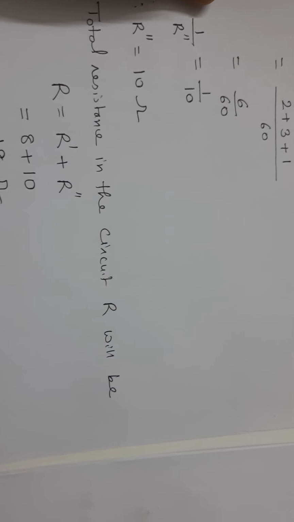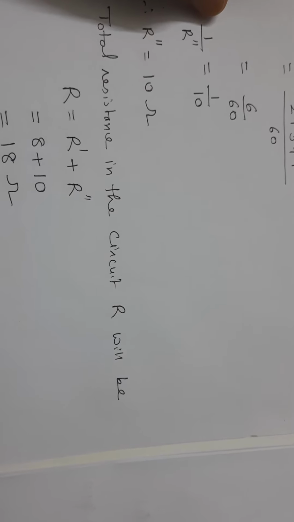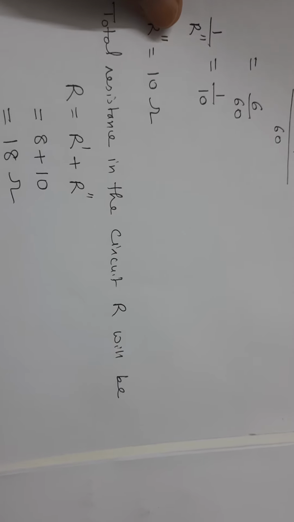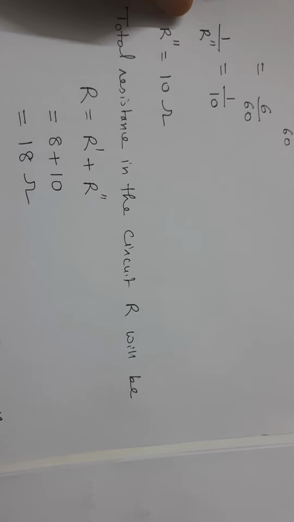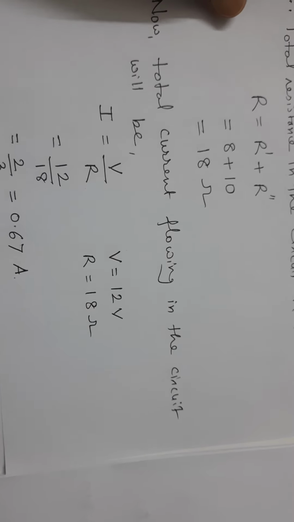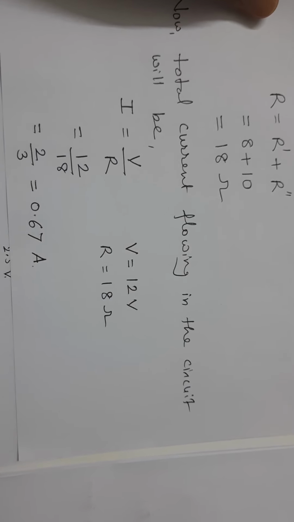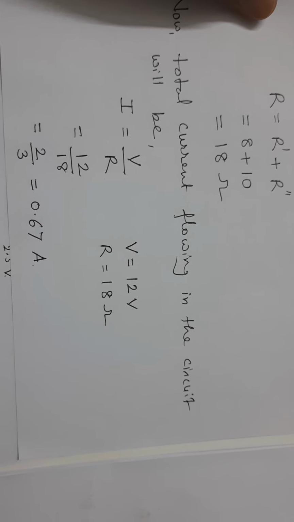So the total resistance in the circuit R will be R dash plus R double dash, because those two resultant resistances, that of R1 and R2 and that of R3, R4 and R5, are in series. So we have written 8 plus 10, that is 18 ohm. That is the total resistance in the circuit. Now the total current flowing in the circuit can be calculated by Ohm's law. I is equal to V upon R. V is given as 12. R we have calculated as 18. So it is 12 upon 18. It comes to 2 upon 3, and that is 0.67 ampere. That is the total current in the circuit.